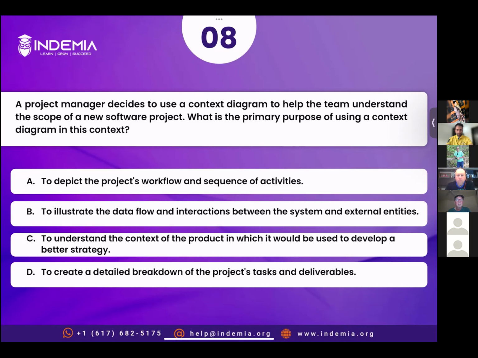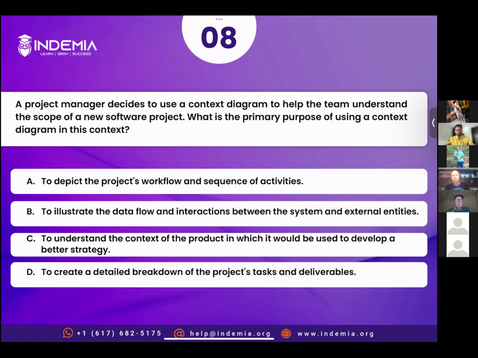Rudy, you have chosen option B. Yes, sir. So I was just matching up. It says the project manager decides to use a context diagram, and I matched it up with illustrating the data flow and interactions between the system and external entities. So I was just trying to see in my mind which one matched up. That's why I chose B.